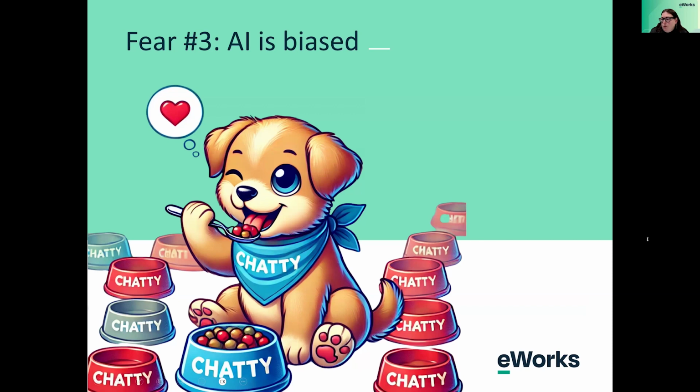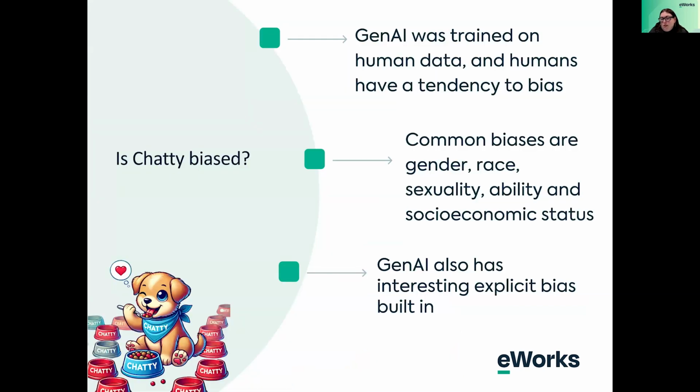Look at him. He just wants to eat out of that little blue bowl, and there's all these other bowls that he could eat out of, but he's just ignoring those ones. Is Chatty biased? Yes, he is. Bias is everywhere. It's not just in generative AI. Gen AI was trained on human data, and humans have a tendency to bias. It reflects our bias back to us because it's built on our writing and images.